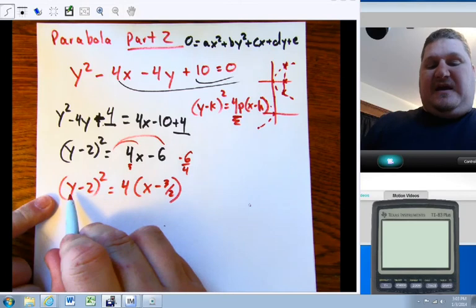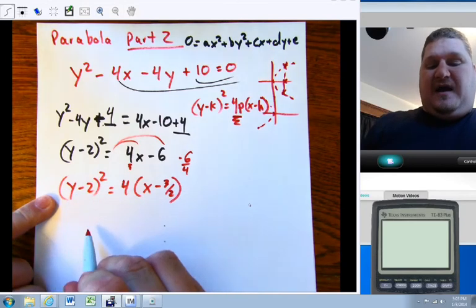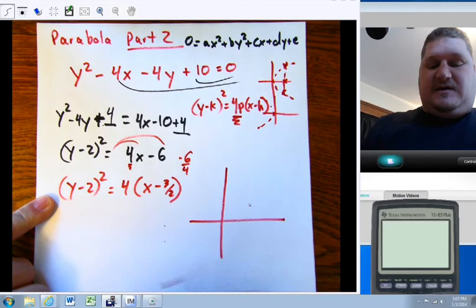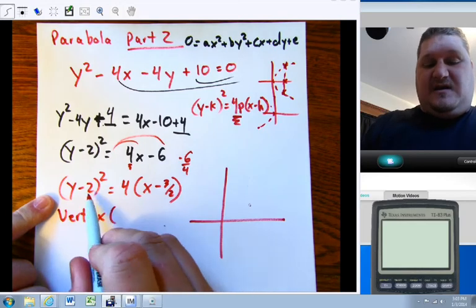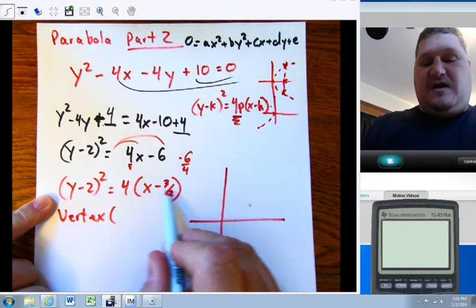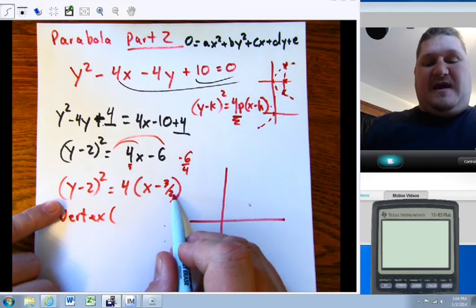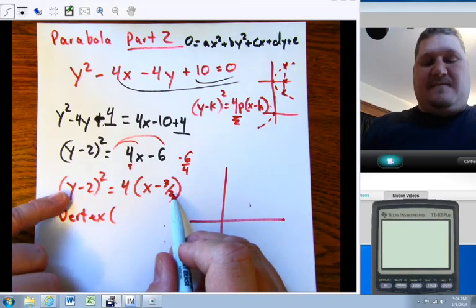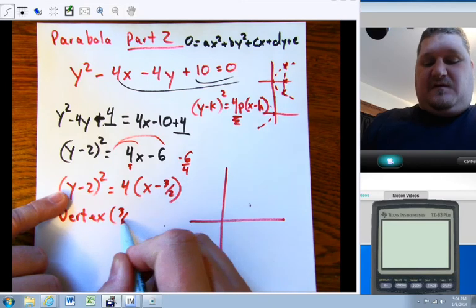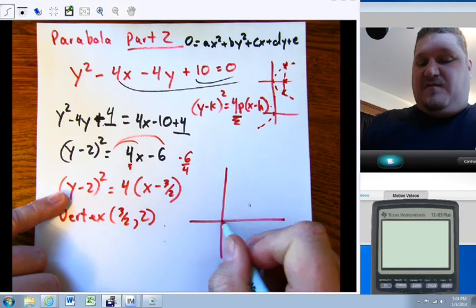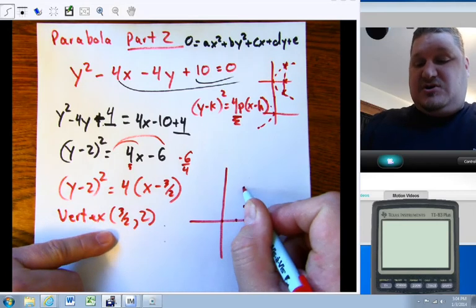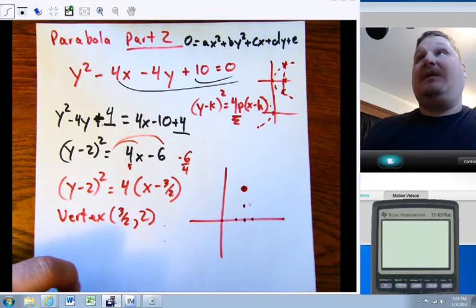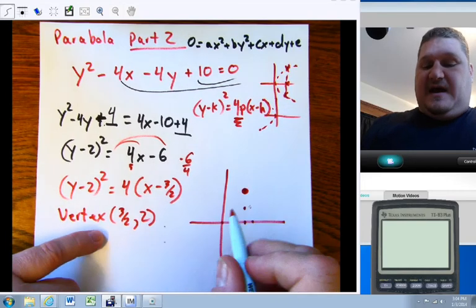Now, in this case, we're going to have to graph it. Well, let's pick out the key components. Vertex is going to be at, now be careful, I wanted to write 2 comma 3 halves. The problem with that is 2 is attached to the y. I need to put the x bit first, so 3 halves comma 2. So 1 1/2 would be right in here, and I'm going to go up 1, 2. There we go. Now, with this, we have the center.